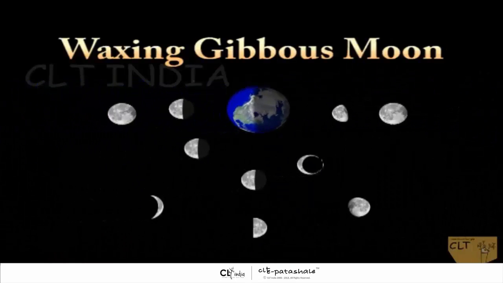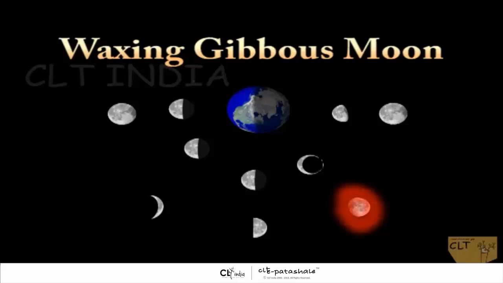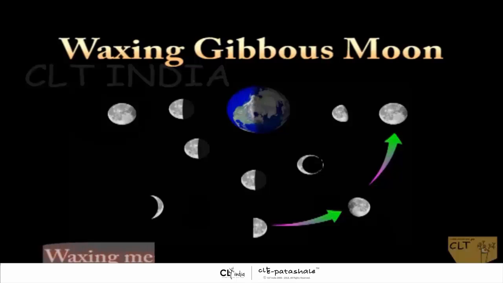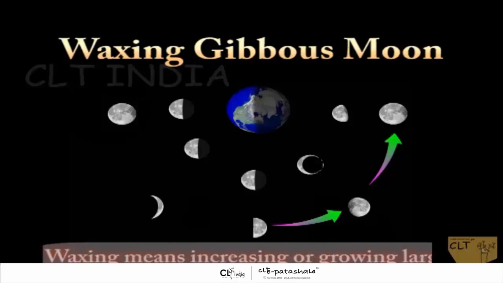Waxing gibbous moon. This moon can be seen after the first quarter moon, but before the full moon. The amount of the moon that we can see will grow larger and larger every day. Waxing, as we have already studied, means increasing or growing larger in size.